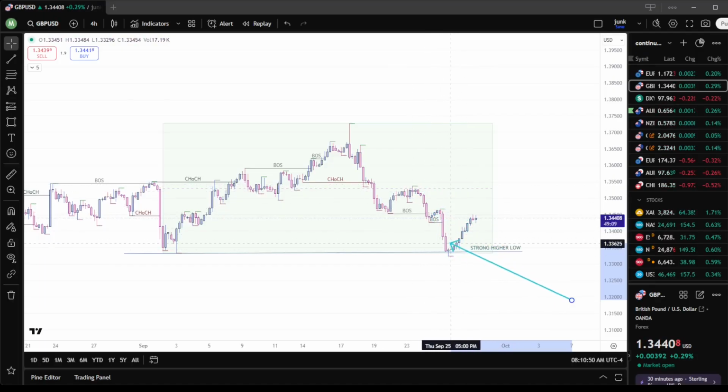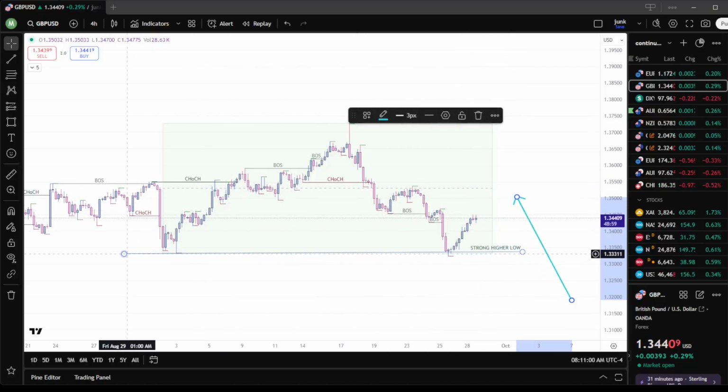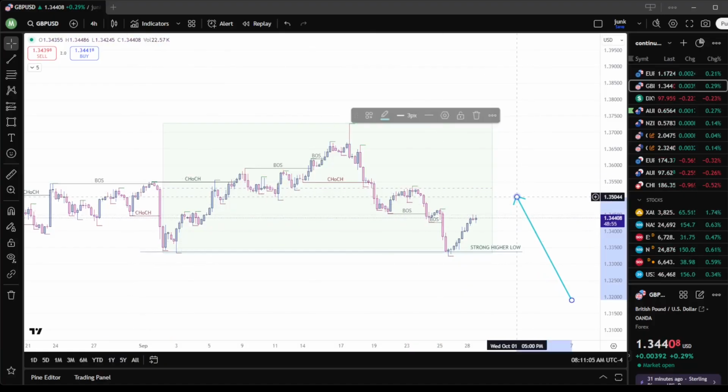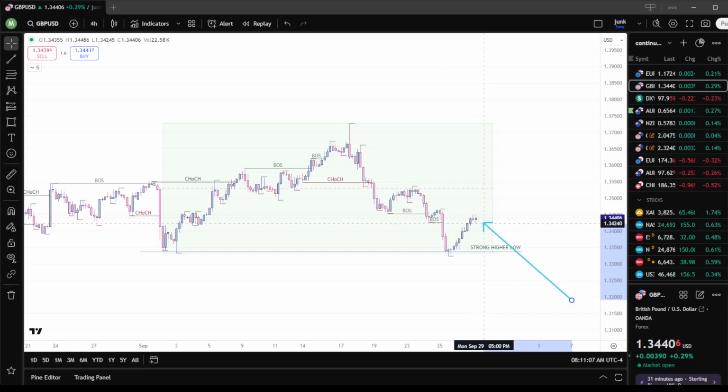It does look like it is a V-shaped recovery, but I want to see confirmation by, like I said, just taking out some of these highs, getting past these supply areas. But right now it may have formed a double bottom with this higher low, but that doesn't mean that it won't continue pushing down, like I said, as the dollar index continues to get stronger.